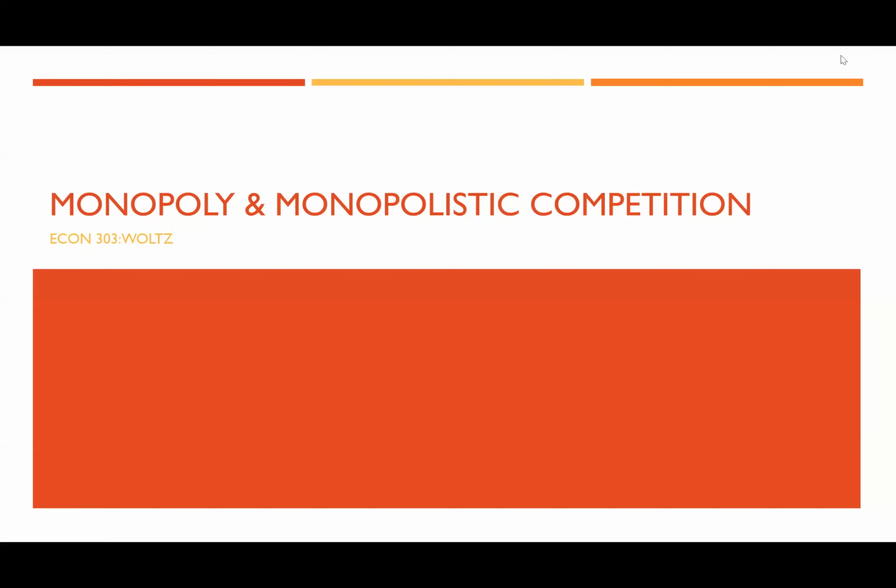Hello, this is the first video for Chapter 9 and Section 11.7 of the textbook. We're going to cover both monopoly and monopolistic competition. This first video starts by going over market power. From there, we'll look at monopoly and see how it differs from perfect competition and go through some examples.